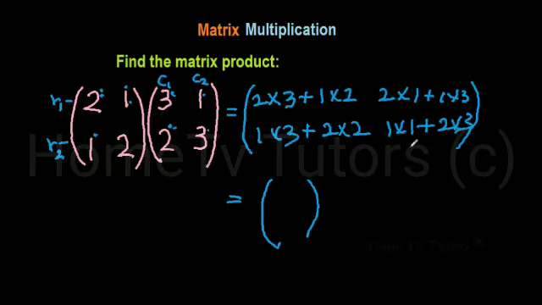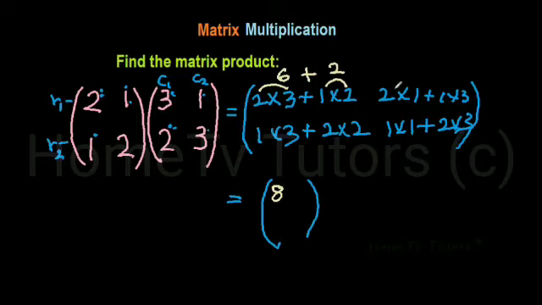Okay, so now let's work this out. 2 times 3 is 6 plus 1 times 2, which is 2. So 6 plus 2, that will give us 8.